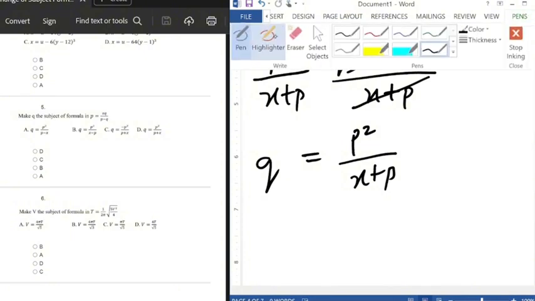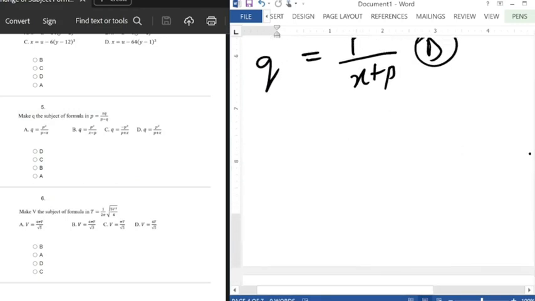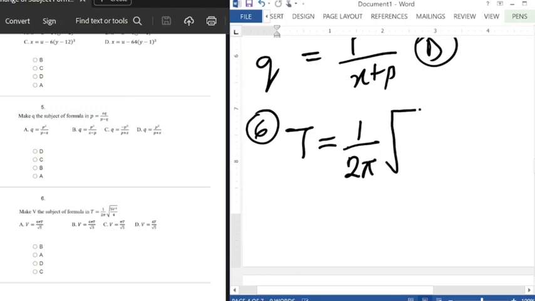So move to the next question, question number 6. So we have make V the subject of formula. So we want to make V the subject of formula. So T equals 1 all over 2 pi, right? Square root 5V squared divided by 4.